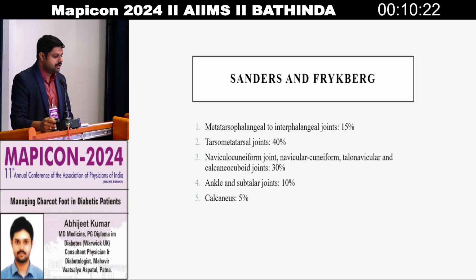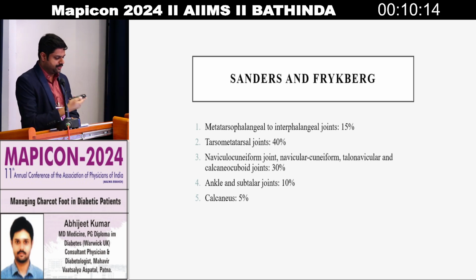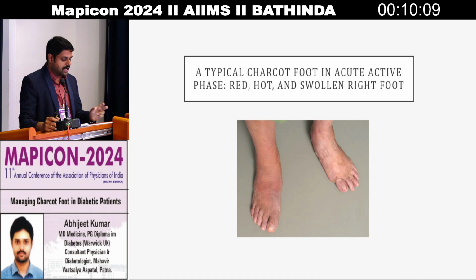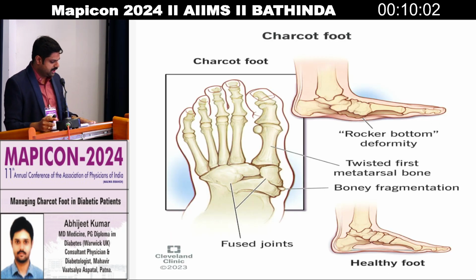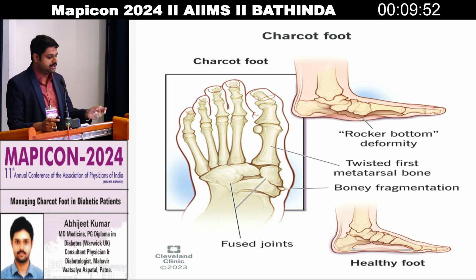Now coming to the Sanders and Freiberg classification, this is based on the anatomical location and the various percentages are given. Here we see a classic Charcot foot in the acute active stage where the foot is swollen, red and hot. Now you can see a healthy foot over here compared to a Charcot foot where you have fused joints, the twisted first metatarsal bone, bony fragmentation, and the last stage of the Charcot foot in the Eichenholz classification, that is the rocker bottom deformity.